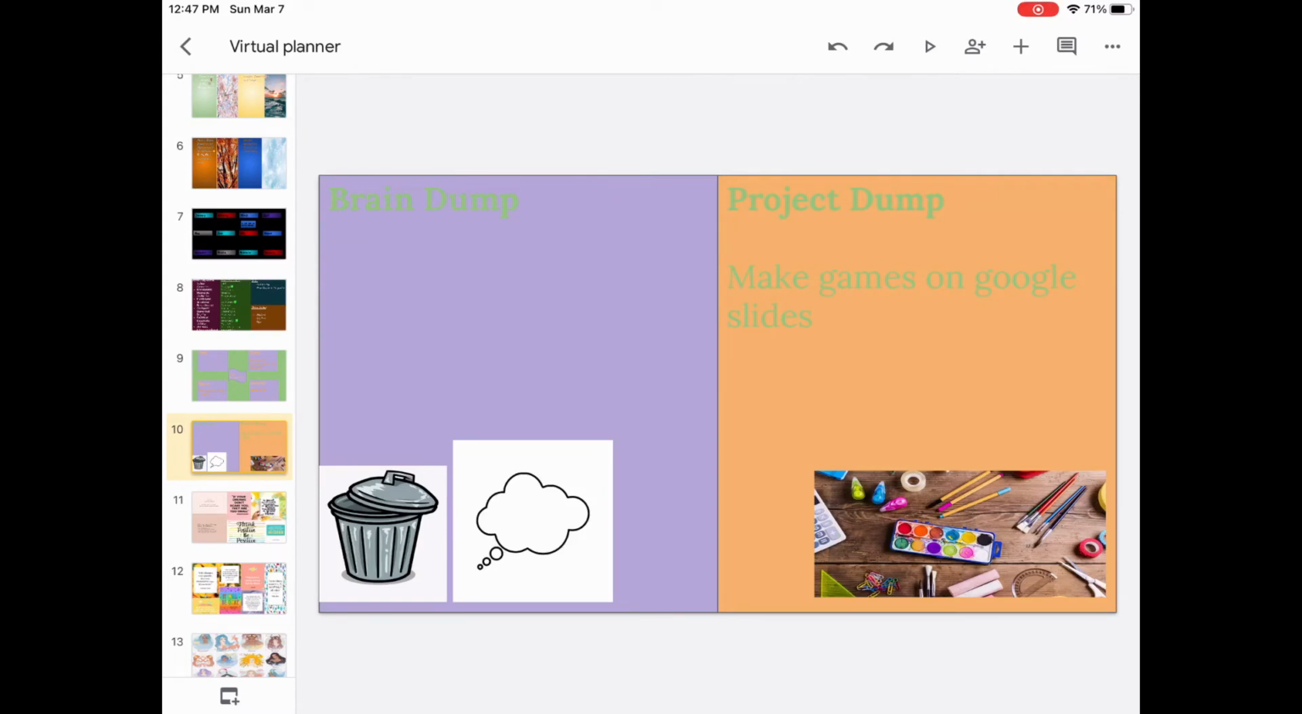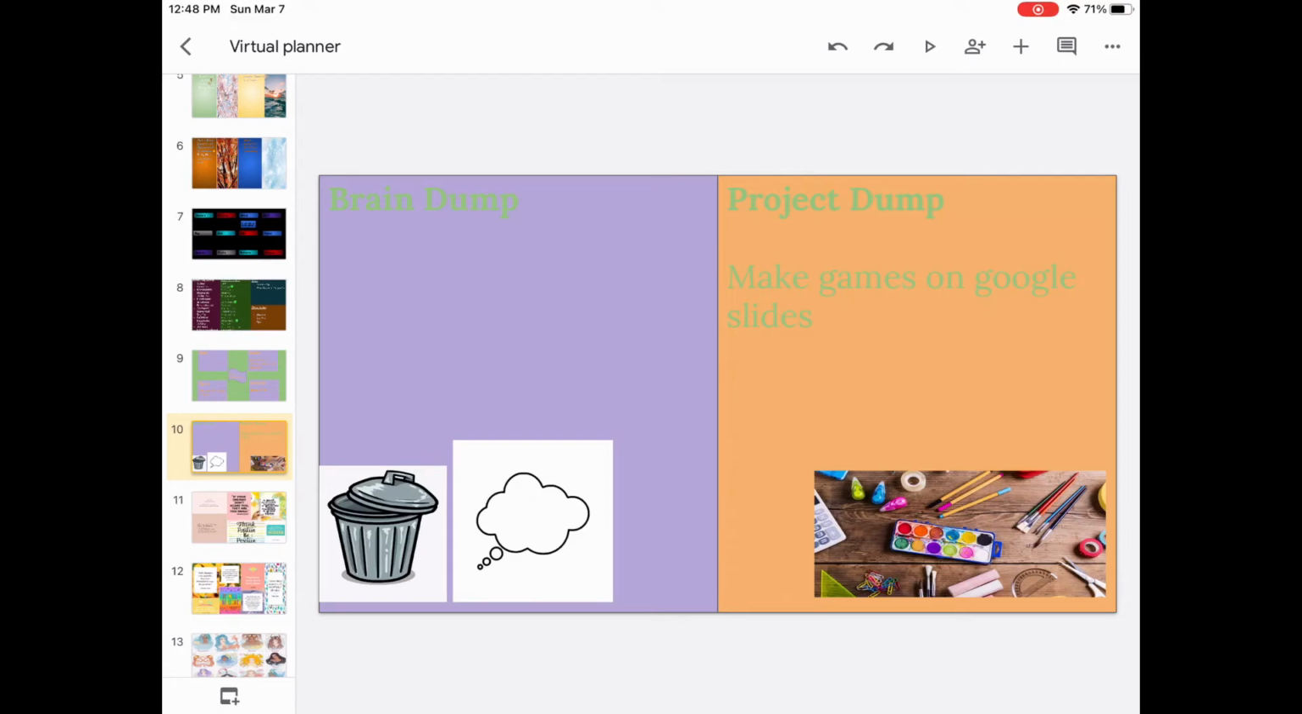Here I've got 2 types of dumps. On the left side, the purple square, I've got brain dump. Brain dump is if I got a thought, put it down and then look into it. Project dump, the right side, or the orange box, is if I got project ideas, put it down. Example, I put make games on Google Slides. Then if someone's actually doing that, they can look into games and then see, am I going to do it for myself? Am I going to make it as a gift to somebody for their birthday, or just do it because you want to see people happy?